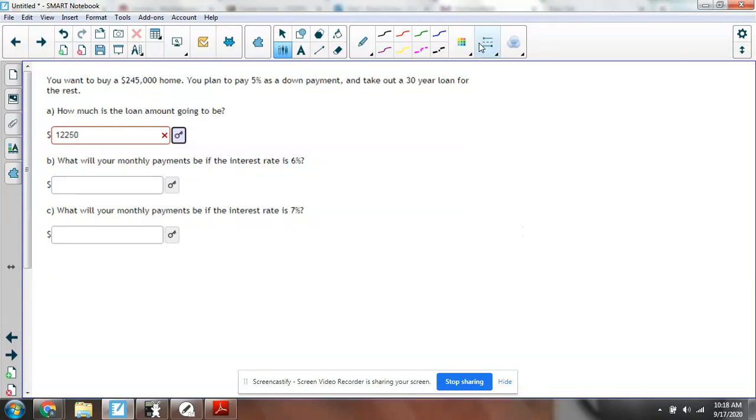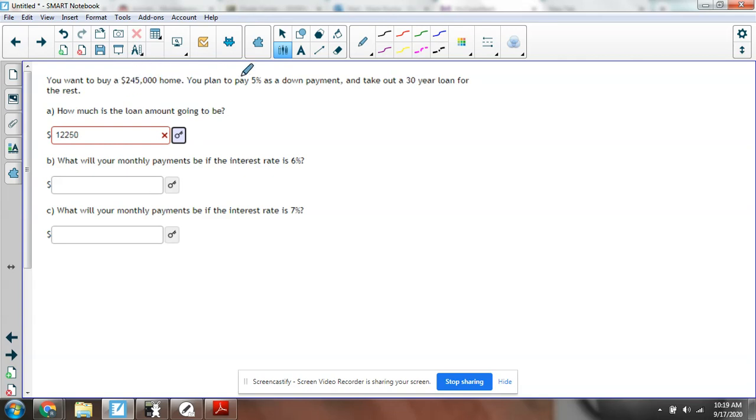Okay. So it says you want to buy a $245,000 home. You plan to pay 5% as a down payment and take out a 30-year loan for the rest. How much will the loan be? How much is the loan amount going to be? So we're going to be making payments over 30 years. But we're putting 5% down. So how much money do I have to borrow from the bank?